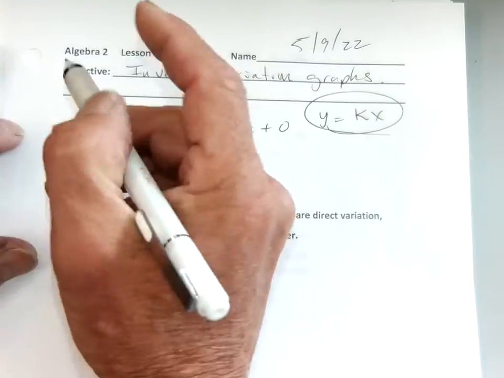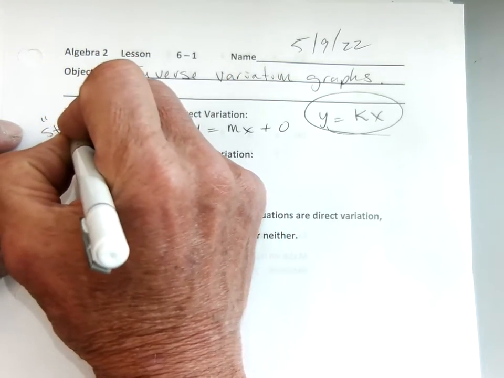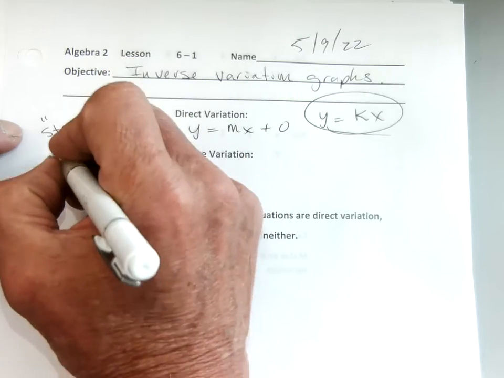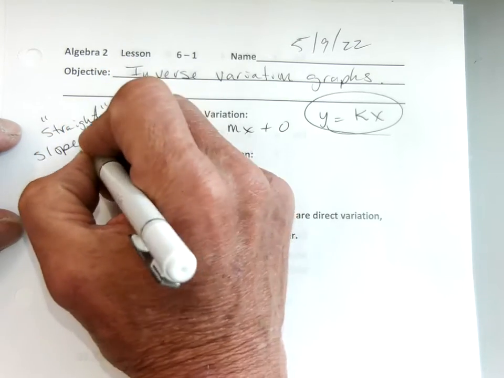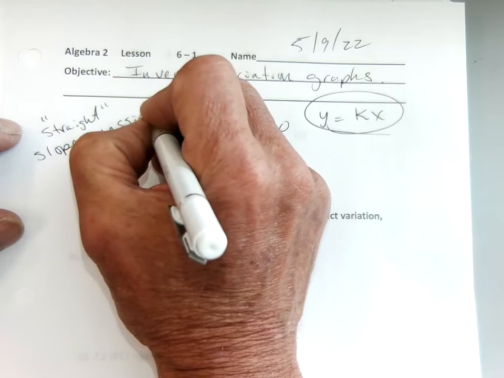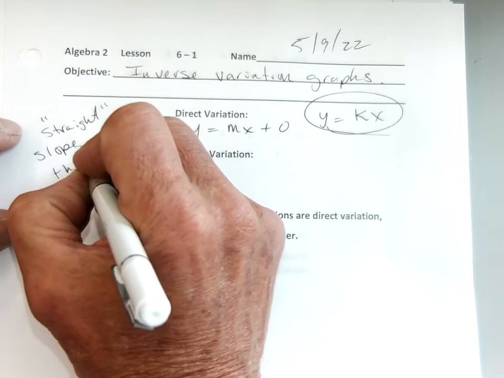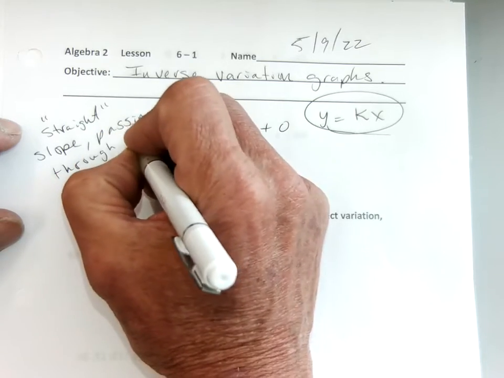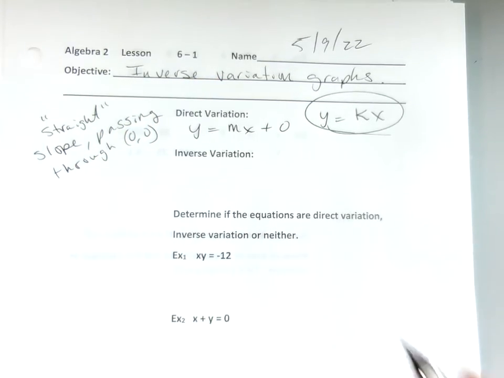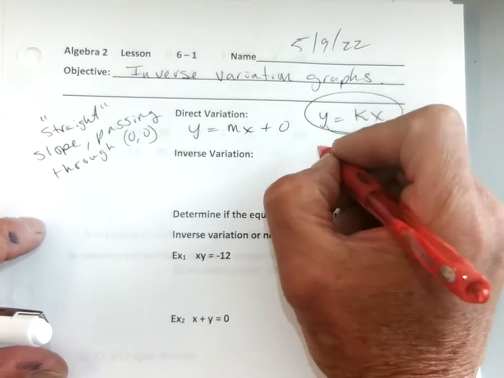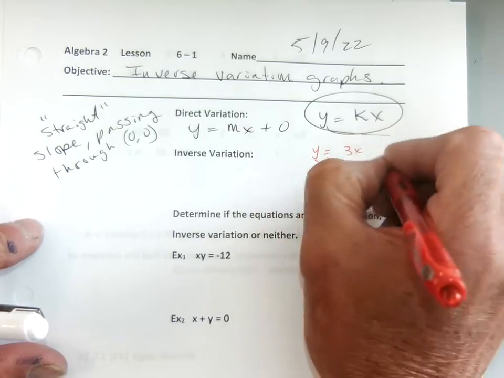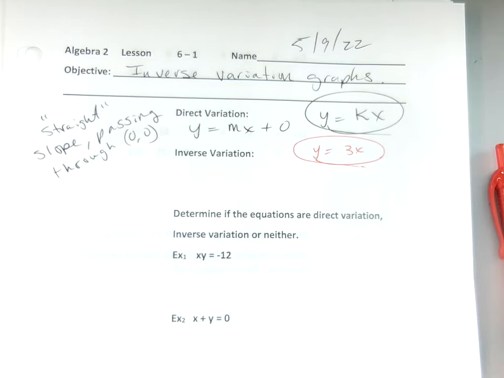If you have a straight line, it's got to be straight, with a slope, passing through zero, zero, it's direct variation, okay? An example of that would be y equals 3x. That's direct variation. Every week your plant grows by 3 inches. Right? Does that make sense?